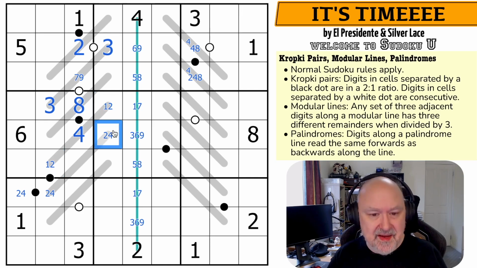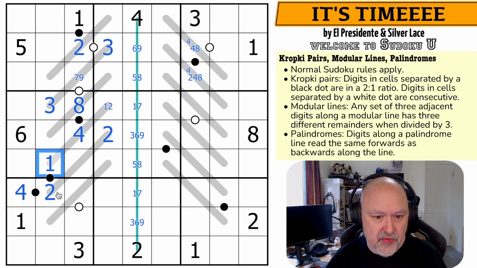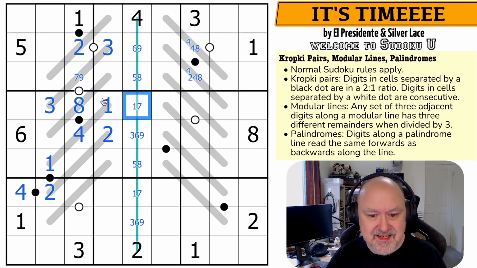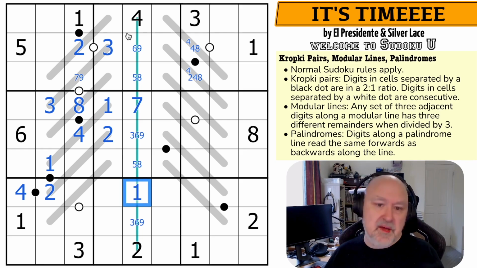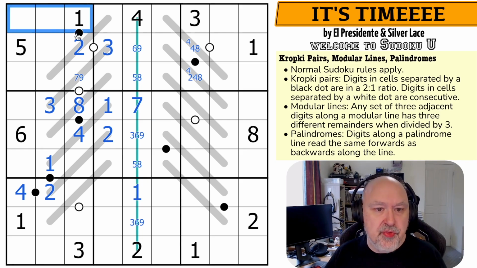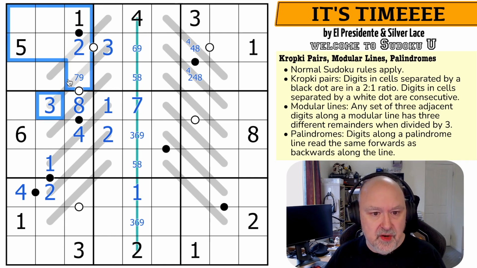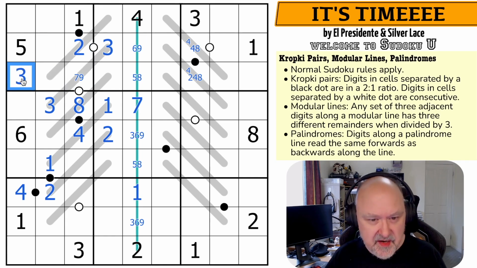The 4 makes that the 2, which makes that the 2, which makes that the 4. And this is now the 1, which makes that the 1, which makes that the 7, which makes that the 1 by the modular line. There's jumping all over the place. Okay, so 3s can't go in any of those or either of those. So this is a 3. Is this the most efficient way to solve this puzzle? Probably not, but I'm having fun.